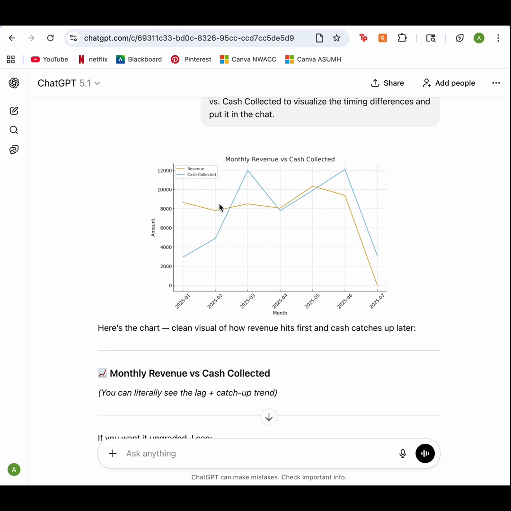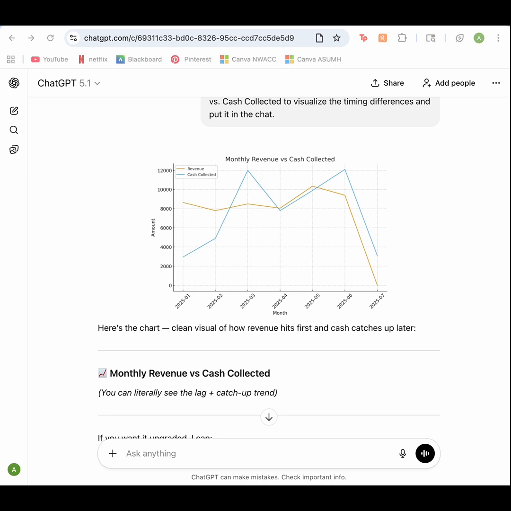As we can see, for example, in February, our revenue is $8,000, but our cash collected is only around $5,000. However, when we go to March, we see that we are now collecting a lot of cash from previous months, up to $12,000, but our revenue stays steady. When the lines meet, it indicates that cash collection is catching up. This visualization just makes timing differences easy to interpret at a glance.